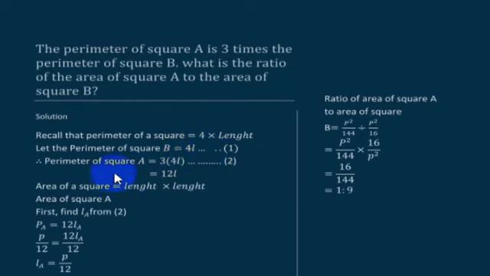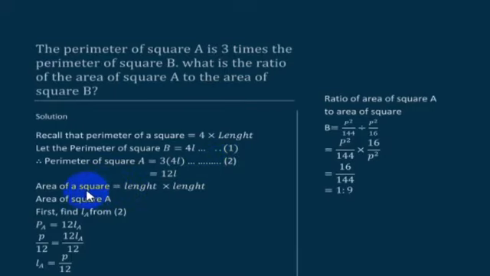Therefore, perimeter of square A will be 3 times 4L. Recall that perimeter of square A is 3 times the perimeter of square B. And we've said that the perimeter of square B is 4L. So 3 times 4L will give us 12L. Let's call this equation 2.